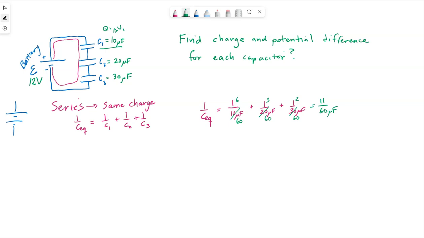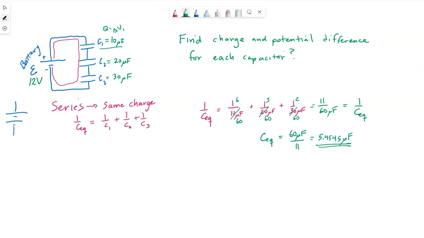Okay, but please keep in mind that this is equal to 1 over C equivalent, meaning we need to flip it. C equivalent will be 60 microfarads over 11, which does not turn out to be a nice, beautiful round number. I end up getting 5.4545 continuing across my calculator screen, so I'll just take it out a couple of those. The units on these are going to be microfarads because that's the units on C1, C2, and C3.